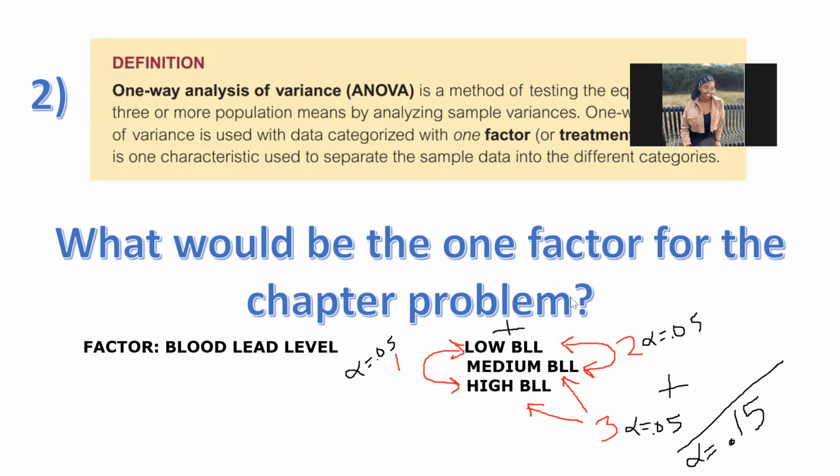So I have a question. Okay, so does our alpha actually become 0.15, or is it more so like the alpha is still 0.05, but we're looking for a number?